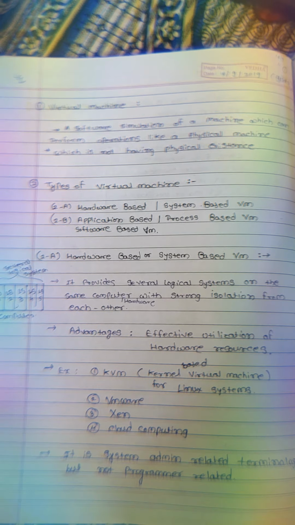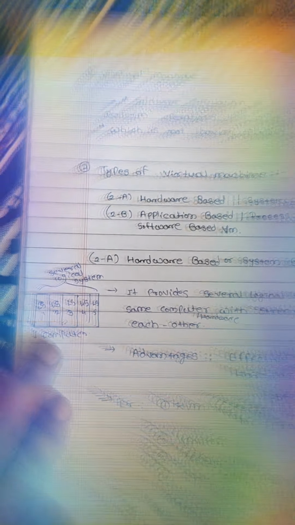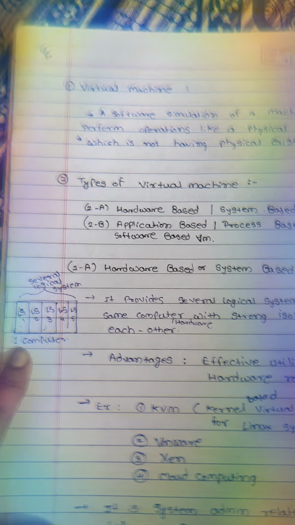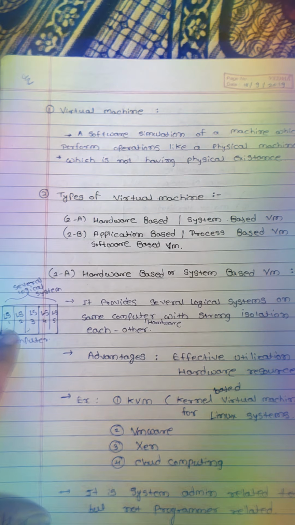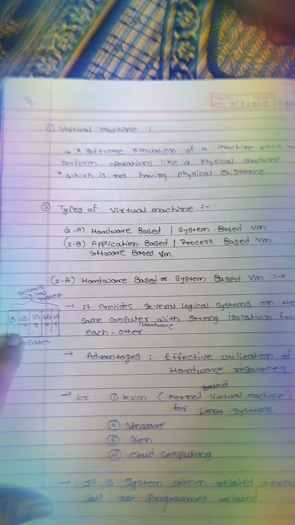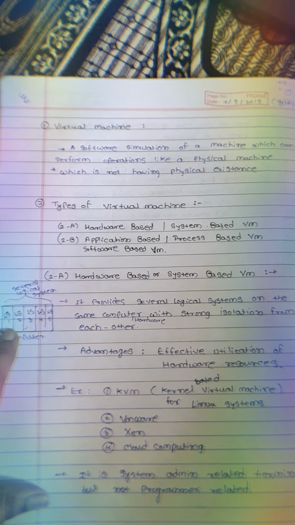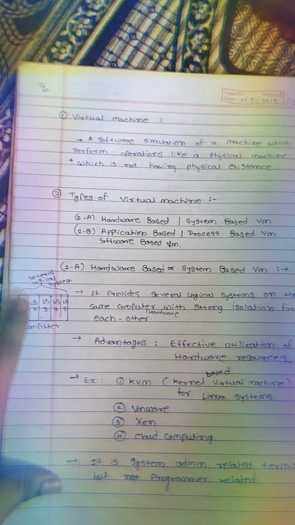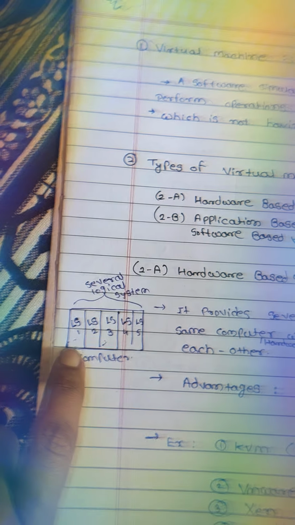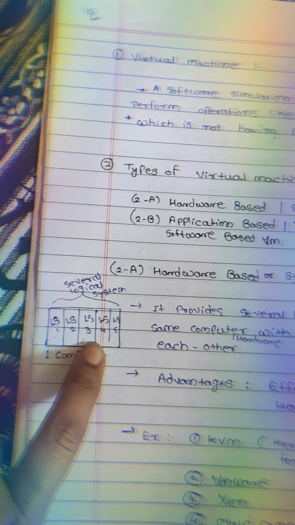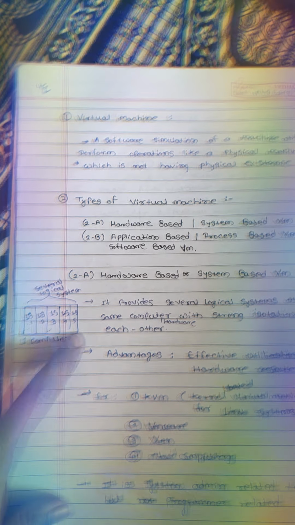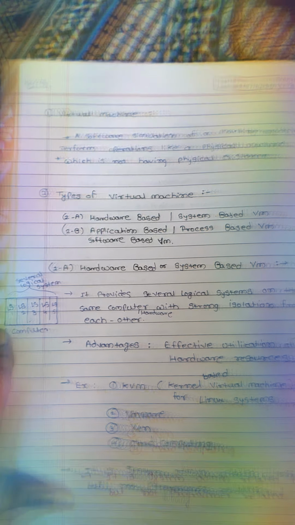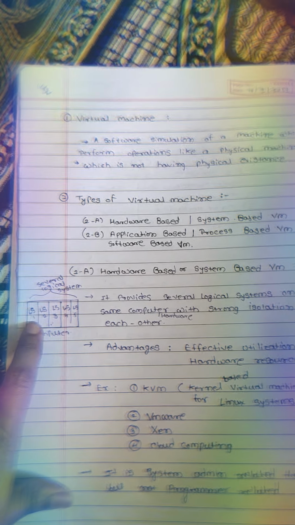Okay. Are you able to see this picture? So this is one whole computer, and it provides several logical systems on the same computer with strong isolation from each other. So this one is one logical system, second logical system, third logical system. They are completely isolated from each other, and so this one is a hardware based or system based virtual machine. Each one is a logical system.